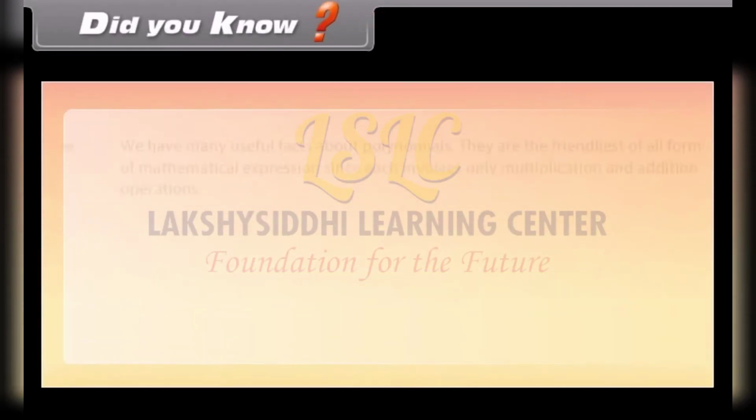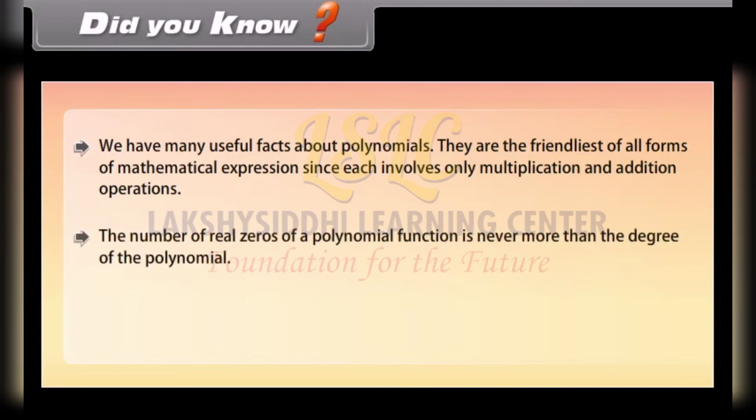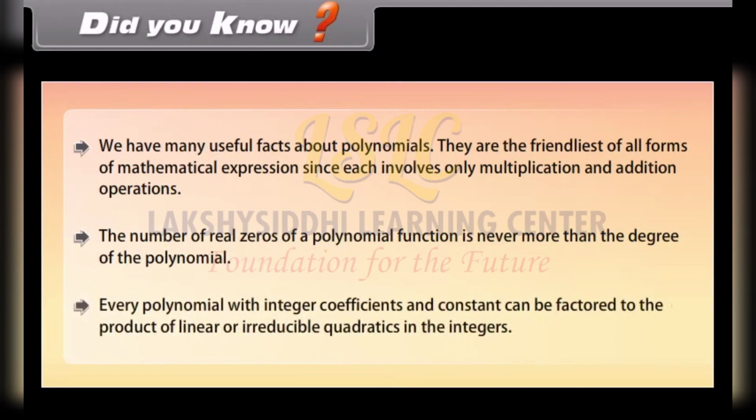Did you know? We have many useful facts about polynomials. They are the friendliest of all forms of mathematical expression since each involves only multiplication and addition operations. The number of real zeros of a polynomial function is never more than the degree of the polynomial. Every polynomial with integer coefficients and constant can be factored into the product of linear or irreducible quadratics in the integers.